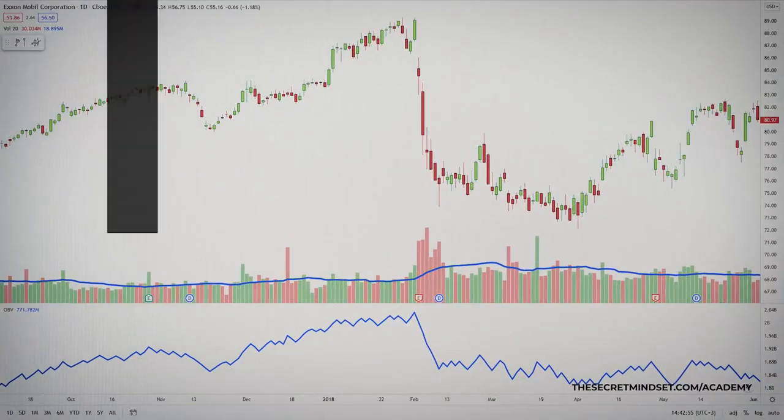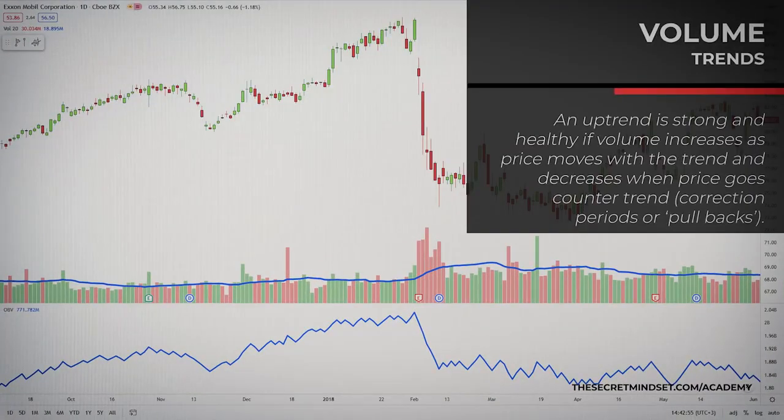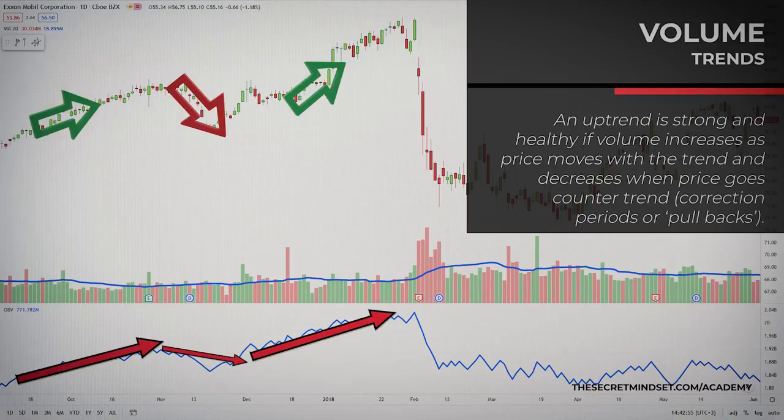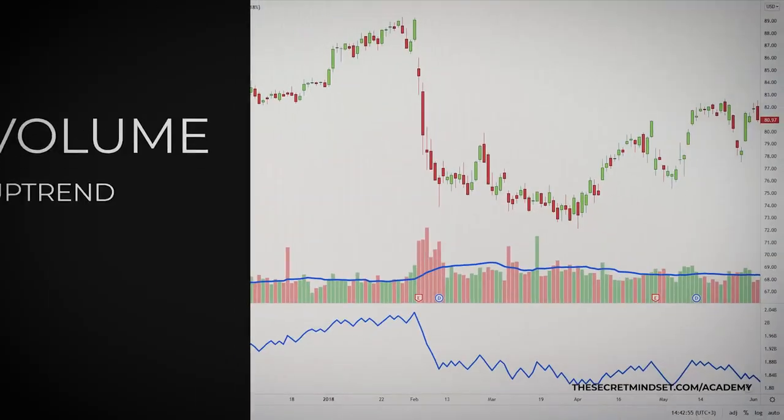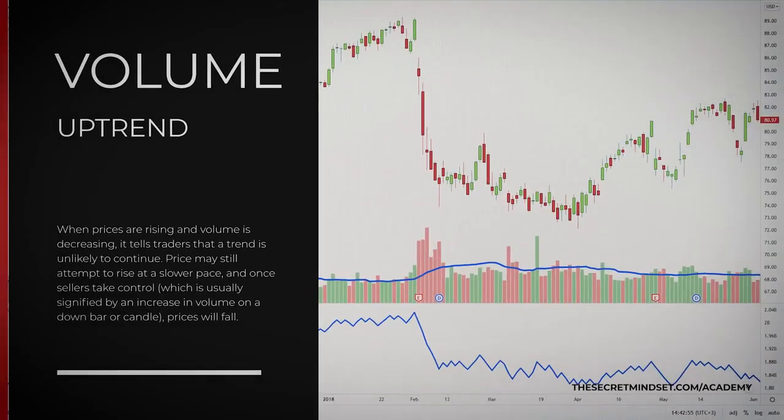Second, volume and trend. Volume helps us to determine the health of a trend. An uptrend is strong and healthy if volume increases as price moves with the trend, and decreases when the price goes counter-trend during correction periods or pullbacks. When prices are rising and volume is decreasing, it tells traders that the trend is unlikely to continue. Price may still attempt to rise at a slower pace, and once sellers take control, which is usually signified by an increase in volume on a down bar or candle, then prices will fall.